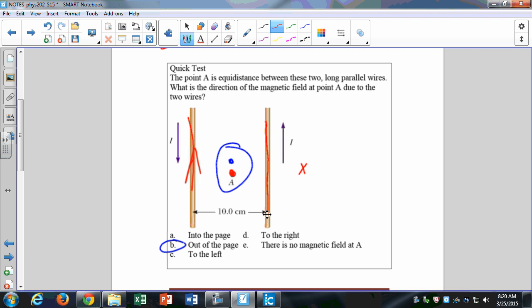It would be 0, because I'd have one that was into the page and another that was out of the page. They'd be equal in magnitude, and because magnetic fields are vector quantities, those two vectors are going to add up to give us no magnetic field at all in the center.